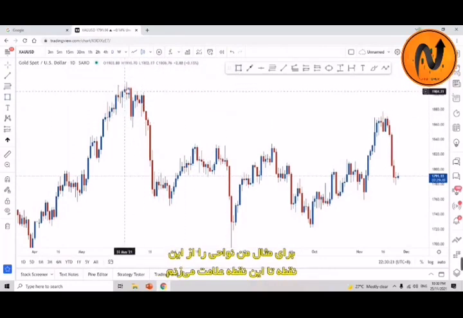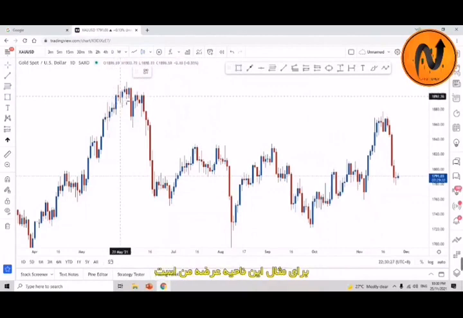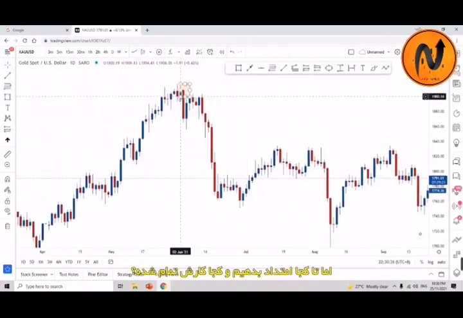For example, I'm taking from this point towards this point. I have to mark all the supply zones first. So for example over here, this is my supply zone, from this candle, these 2 candles. This is my supply zone.